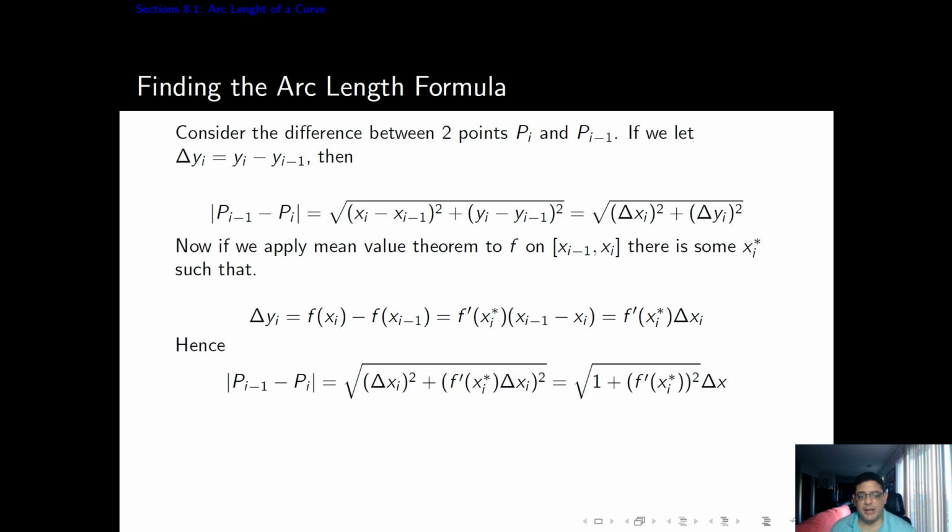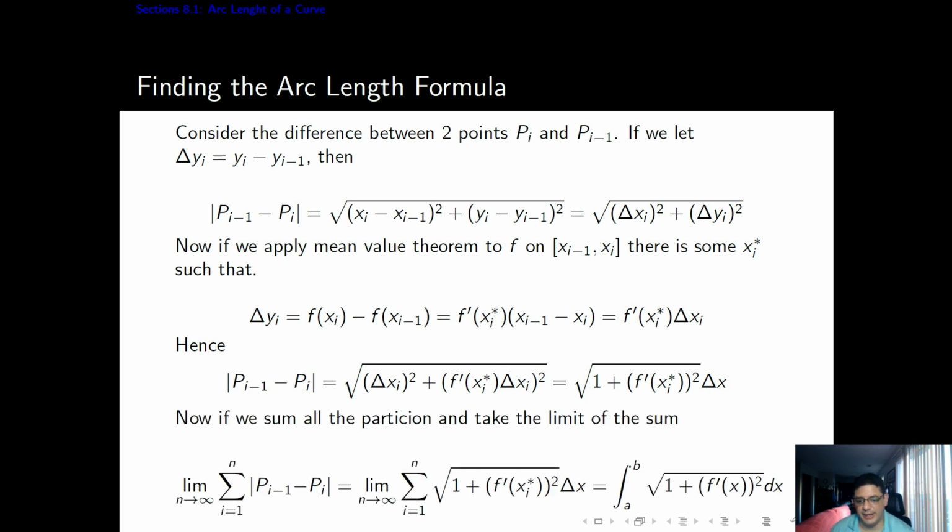And now we have something that only depends on delta x i and of course f prime of x i star. So at the end, the distance between two points P i minus 1 and P i can be put in terms of the square root of 1 plus f prime of x i star squared, and then times delta x.